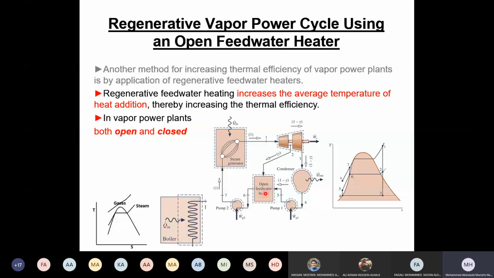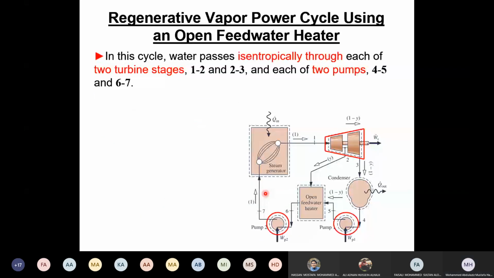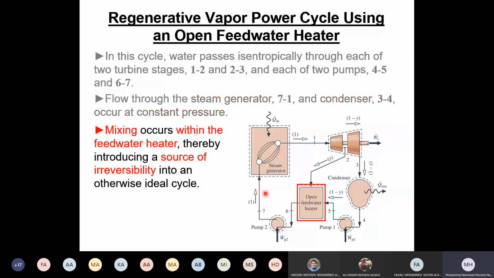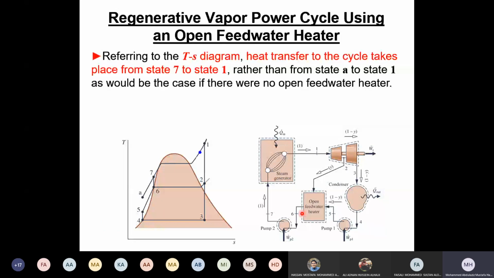Okay. So now let us go here. This is the cycle. These are the parts of the cycle now. And we assume here, of course, that the feed water heater works as adiabatic, and this will help us in the analysis. And now let us go again here. It explains the cycle. How does it go?